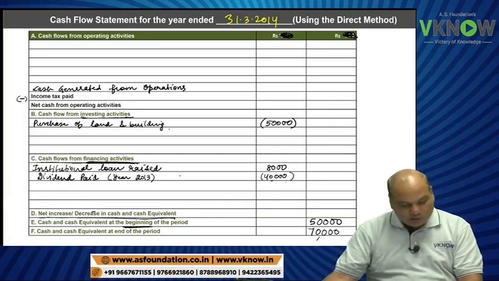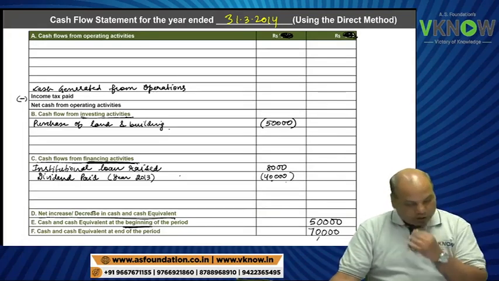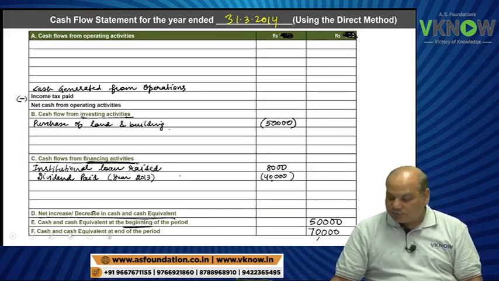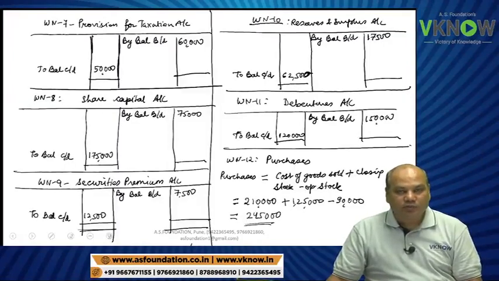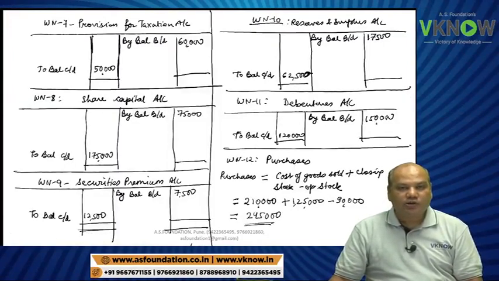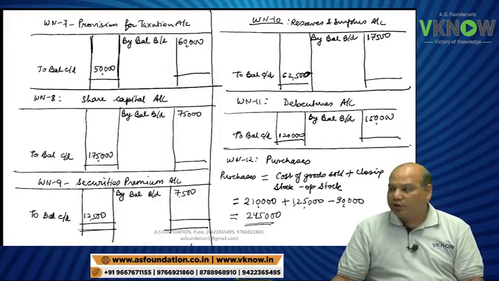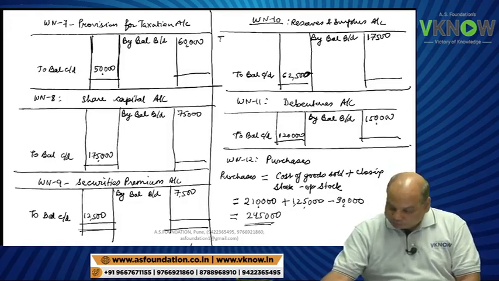Then next item is current year provision for dividend. Current year provision for dividend entry will be reserve and surplus account debit to provision for dividend. On the screen, working note 10, on the debit side, reserve and surplus to provision for dividend.